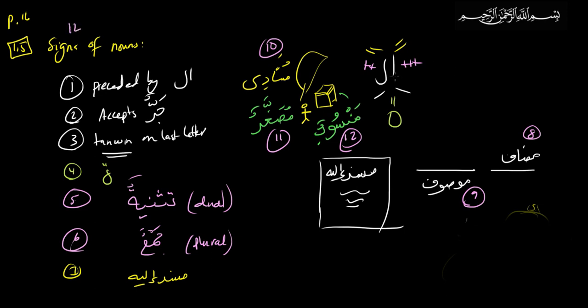They have al in the beginning, they accept the jar, they have a tama buta in the end, they accept the tanween. Mudaf, mawsuf, musnad ilay. And then munadi, the person that's being called. Ya Allah, Allah would be like munadi. Ya Hamid, Hamid would be a noun.